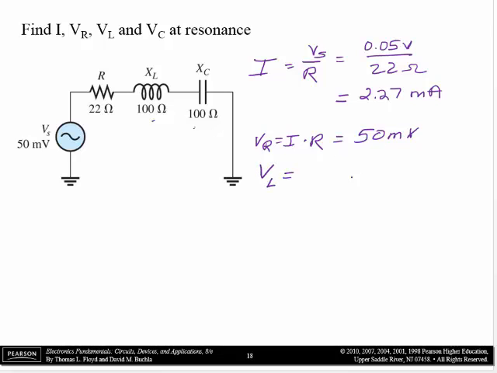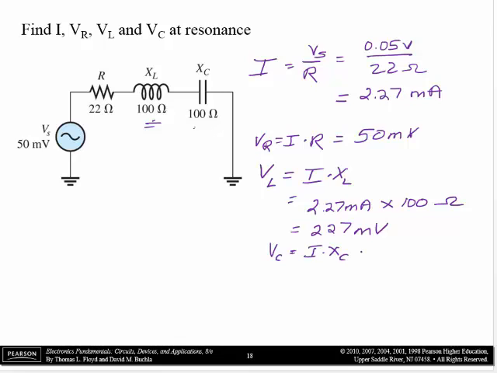V across the inductor is I, there's only one and only I, times XL, which is 100 ohms already given to us. So it's 2.27 milliamps times XL, which is 100 ohms, which is 227 millivolts. Yes, and since XC is the same, it's 100 ohms, VC is I times XC, and you will get the same answer because it's still 100 ohms, and it will also be 227 millivolts.